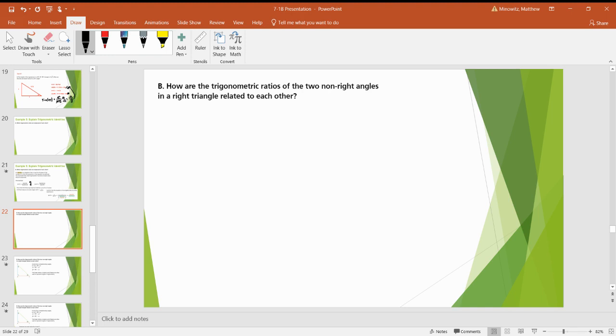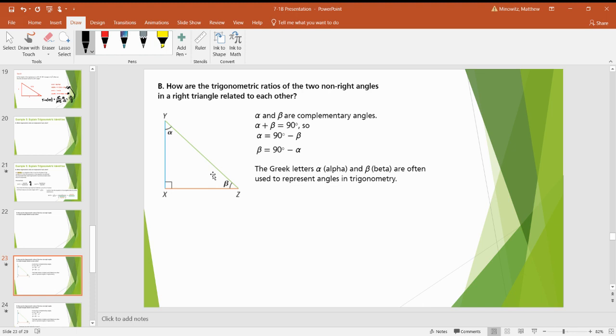Now, the next question is, we got to think about how are the sine and the cosine and the tangent related to each other? Now, this is a really cool theorem that we're going to see, and it always works. So really, you know a whole lot of information when you're just given one angle.